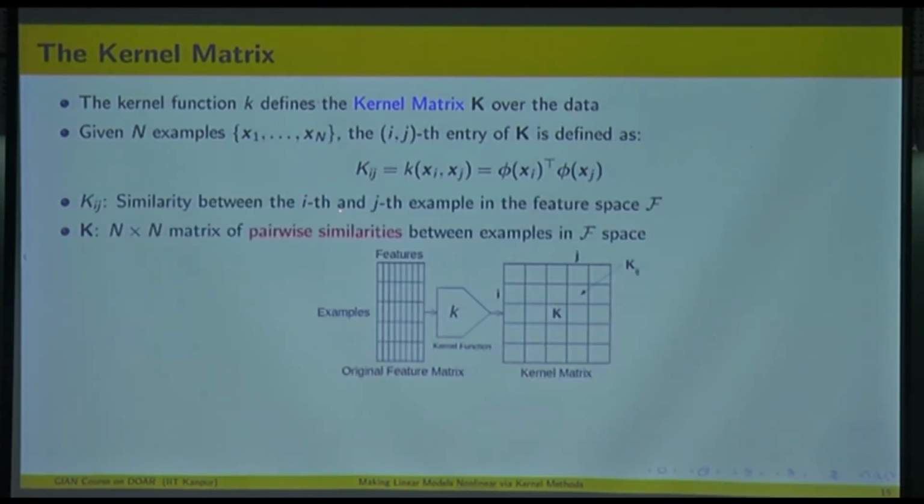Kij is the similarity between i and j in the new space that I'm projecting the data to, but without actually having to project the data explicitly. Just using a kernel function, I can compute this. So note that I never have to compute the right hand side. I just have to compute k of xi, xj, depending on the kernel I'm using.